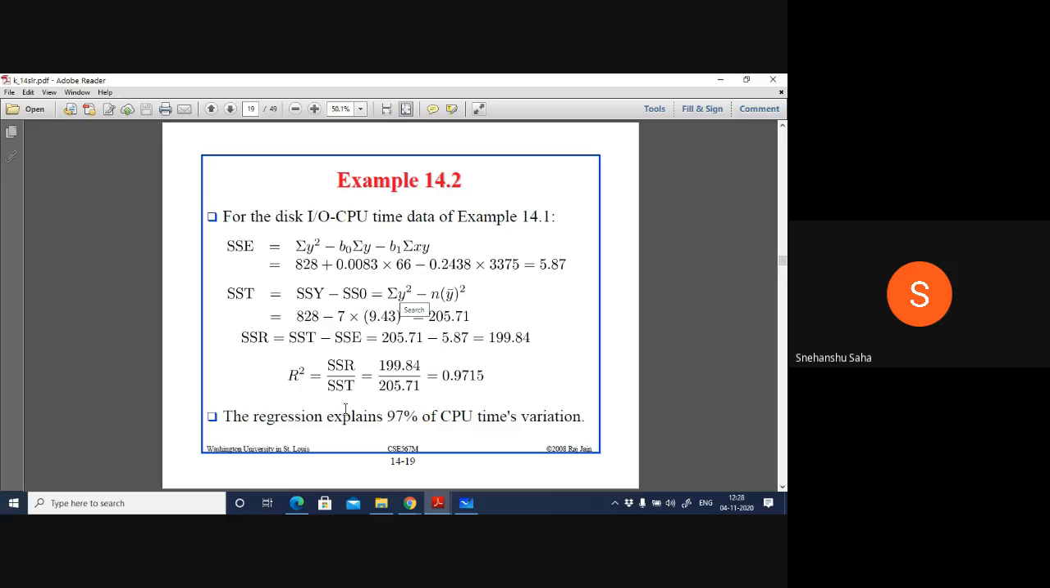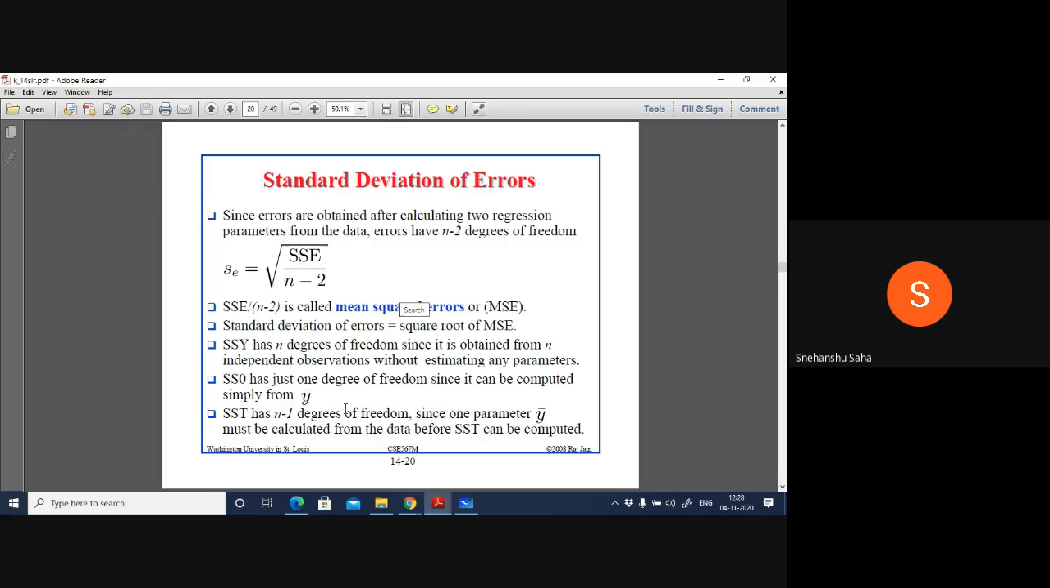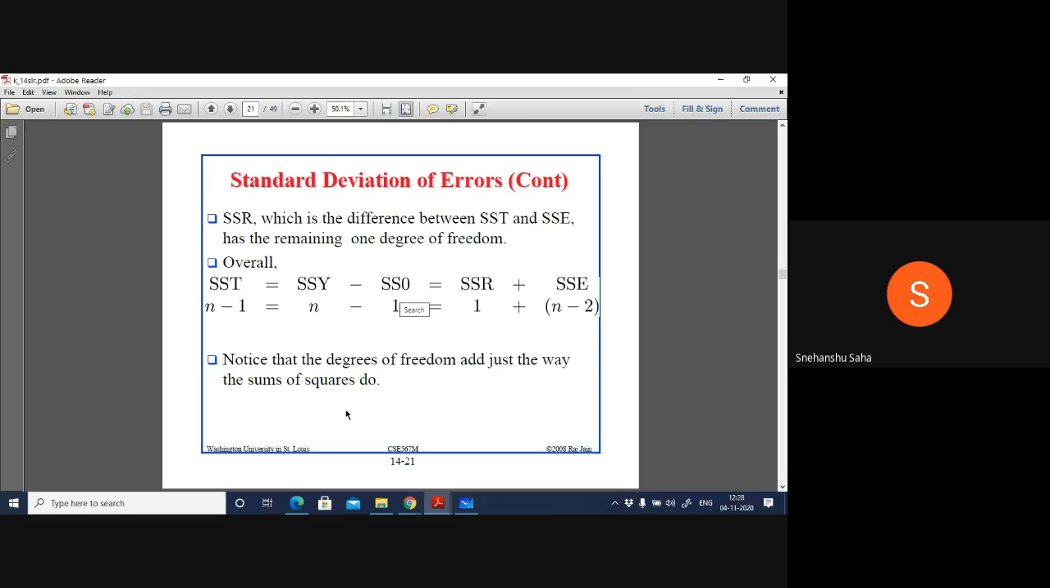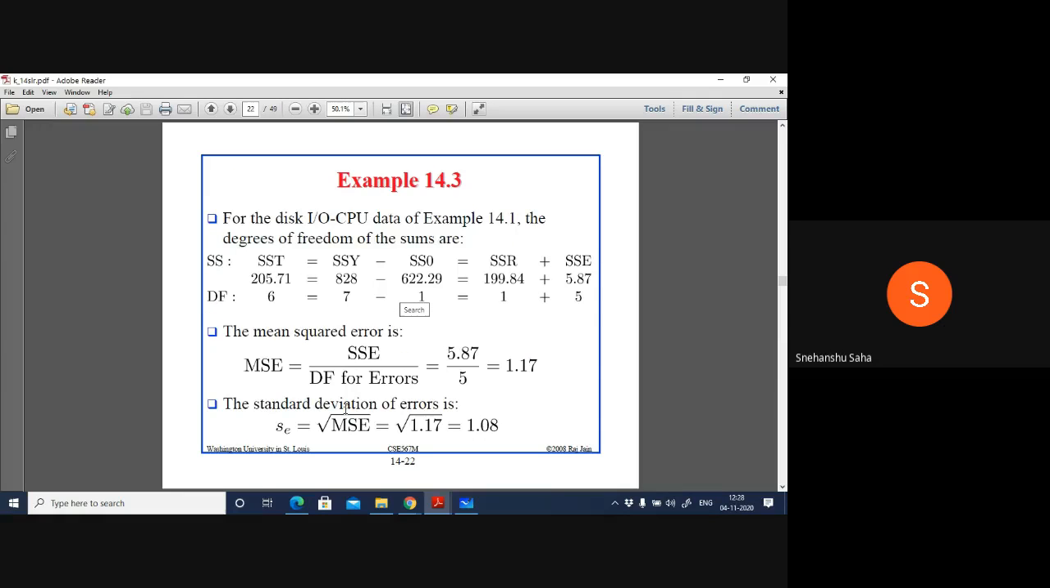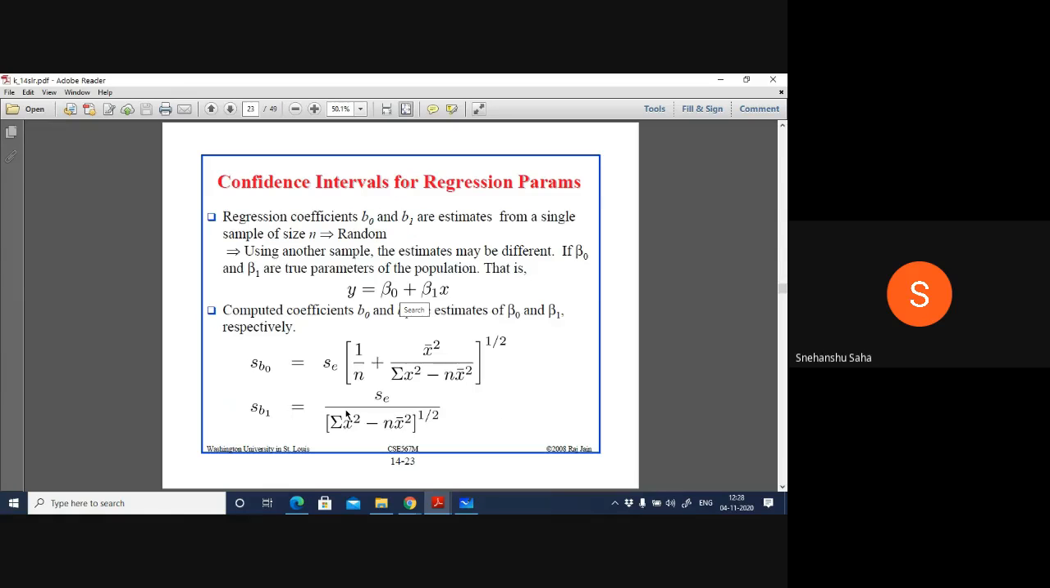But again, I'm saying that we have to be really, really careful before making a statement like this. Now, there is a standard deviation of errors with degrees of freedom. I am going to skip all of that. But for the same example, I just have these numbers that could be easily computed, just simple algebra.